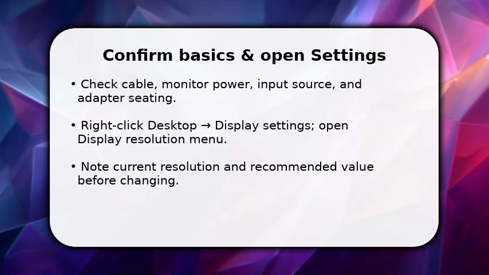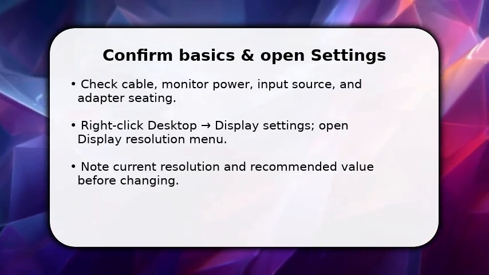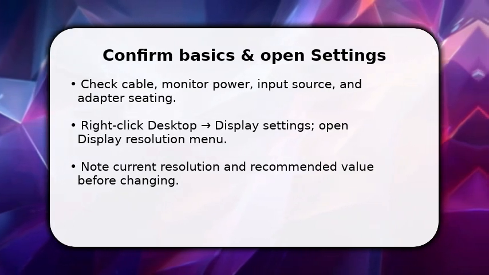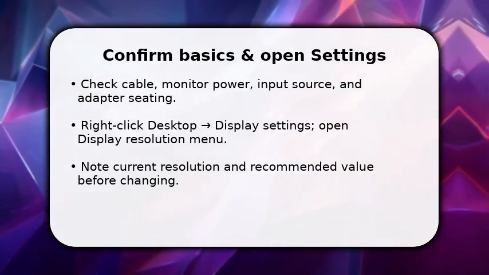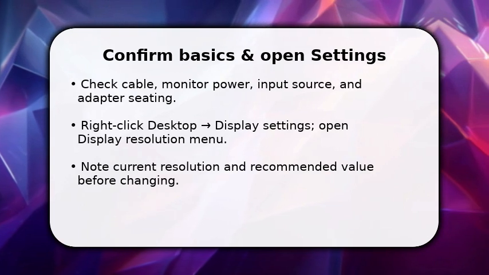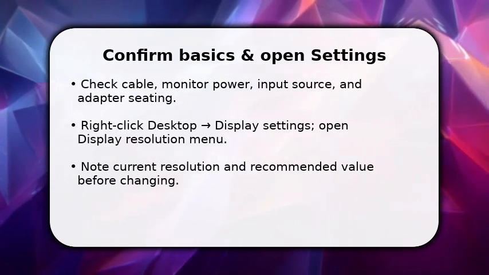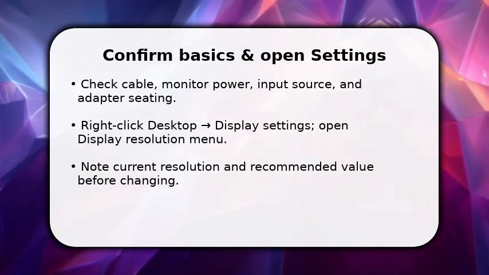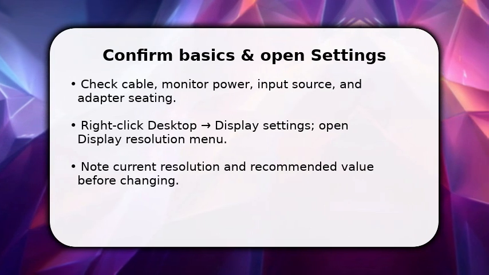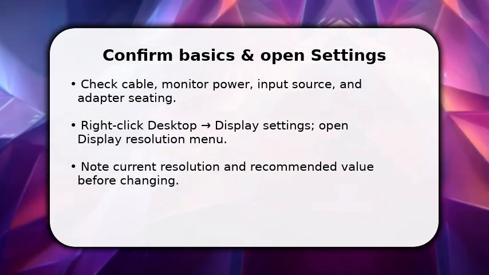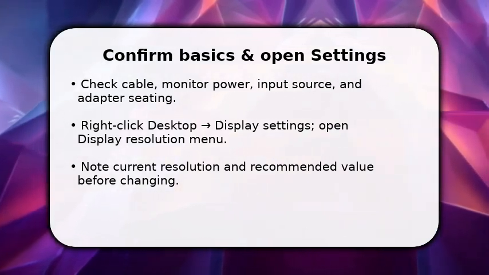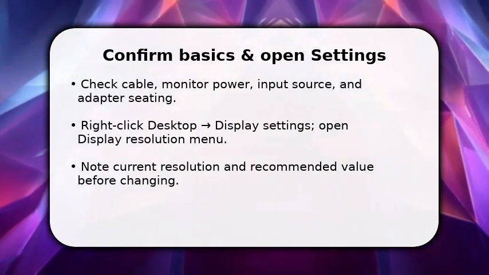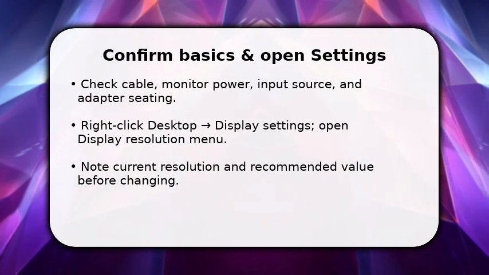You start by confirming essentials: cables, monitor power, and correct input. Once those are checked, right-click the desktop and open Display Settings. This is where Windows lists resolutions. You should note the current and recommended values so you can compare results. If Windows shows a lower than expected option, make sure to select the monitor and not a duplicate display. This first step prevents wasted effort and lets you move quickly to change resolution with confidence.